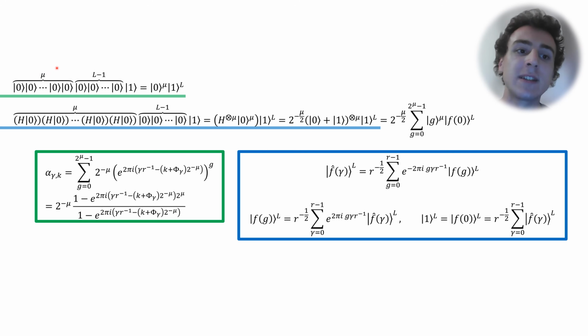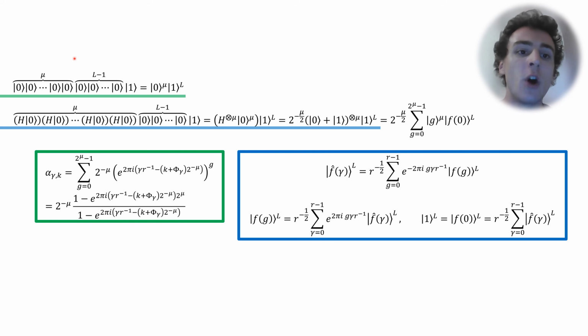All μ qubits in register X are initialized in the state labeled by 0, and the first L-1 qubits in register Y are initialized in the state labeled by 0. But the final qubit in register Y is initialized in the state labeled by 1. So this depiction is valid if μ and L are both larger than 4.